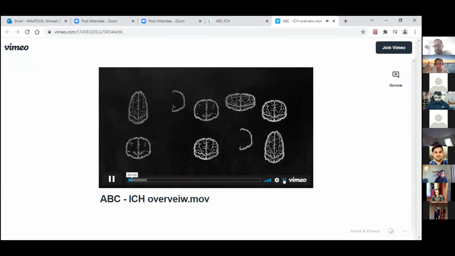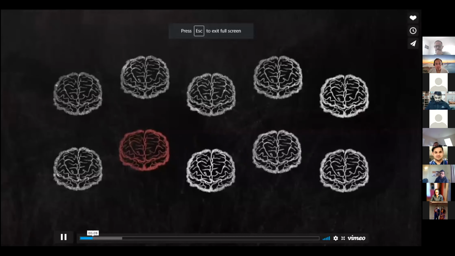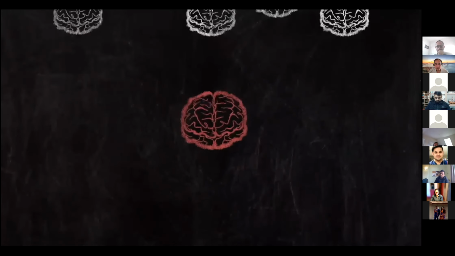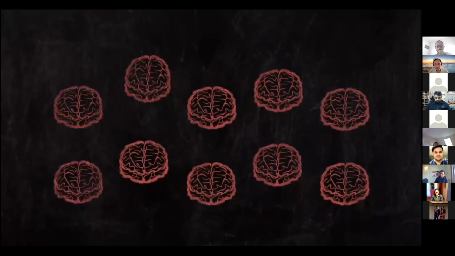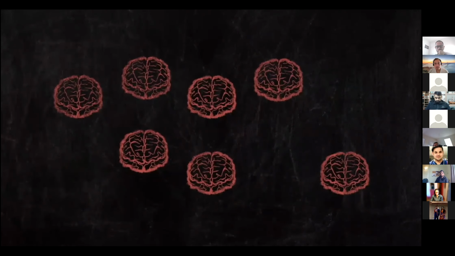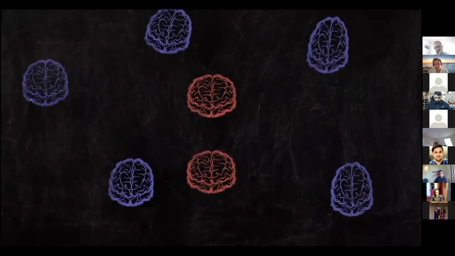Stroke is the second biggest killer in the United Kingdom, and about 10,000 strokes in the UK are caused by an intracerebral hemorrhage or a bleed to the brain, and it has the worst outcomes of all stroke subtypes. For every 10 patients that we admit, around 3 are expected to die during their hospital stay, and of those who survive, around 5 are discharged with moderate or severe disability.